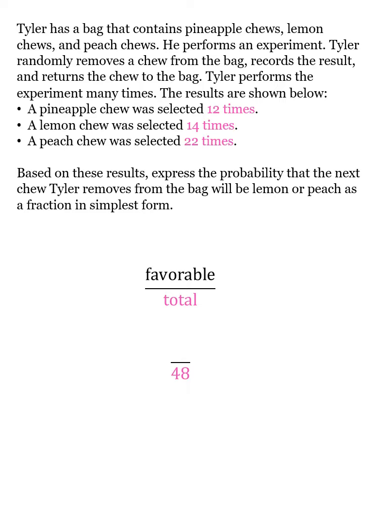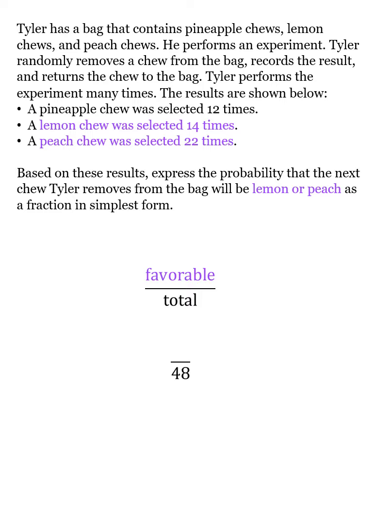By the way, just as a side note, this does not mean that there were 48 pieces of candy in the bag. There could have been 1,000 pieces. What this 48 represents is how many times one piece of candy was pulled from the bag. It's 48 experiments, or the total number of trials. Now for the favorable number, notice in purple they're asking the probability that either a lemon or a peach candy was pulled from the bag as our next draw.